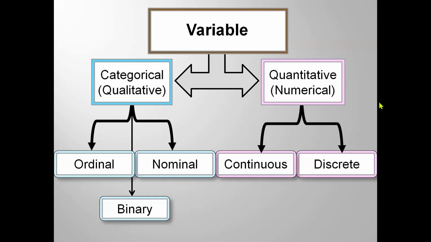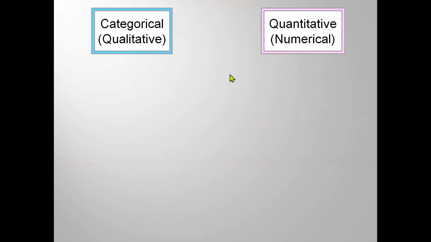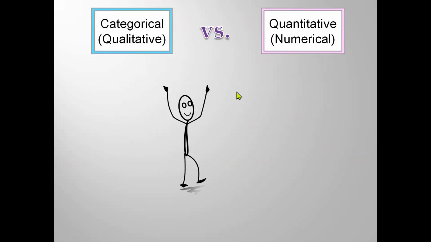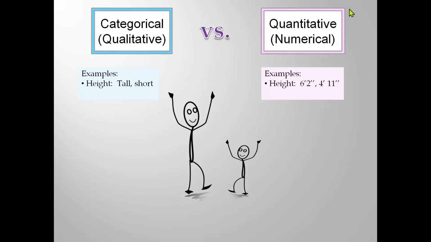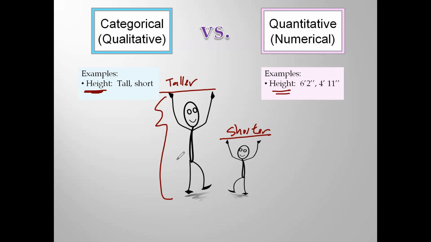Here we go again. We're going to battle it out between the categorical variables and the quantitative variables. Let's first consider height. In this situation, we can think about the first individual as someone that is taller, and the second individual as someone who is shorter. In this situation, height will fall under categorical variables because we're talking about different types of groupings without any numbers involved.